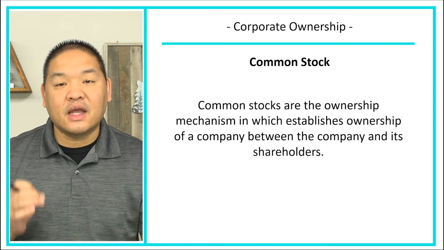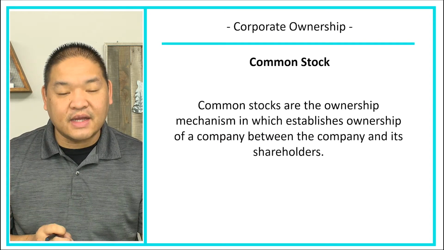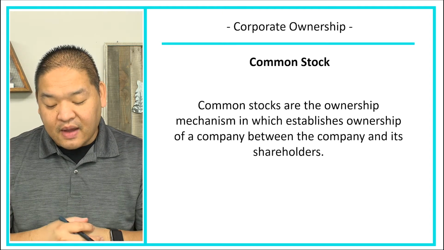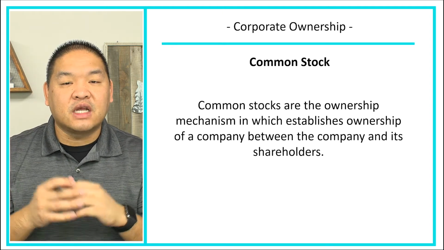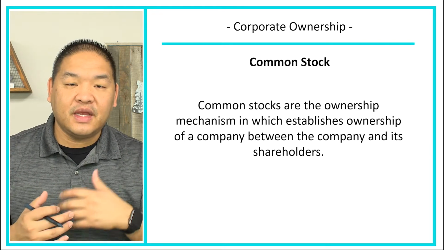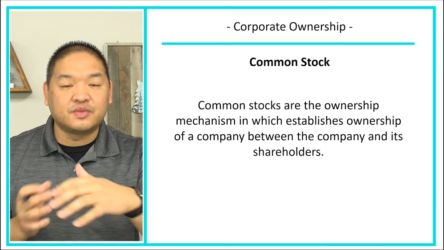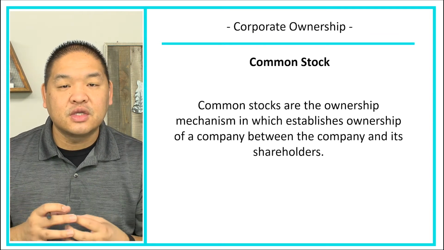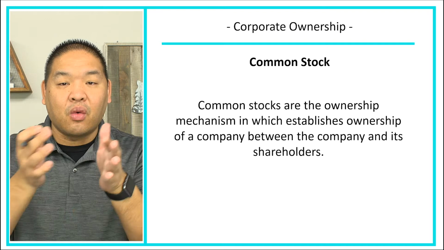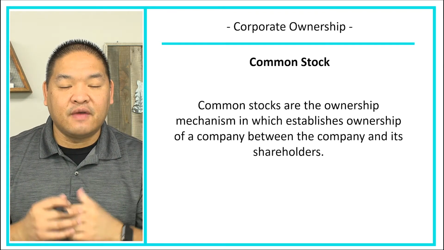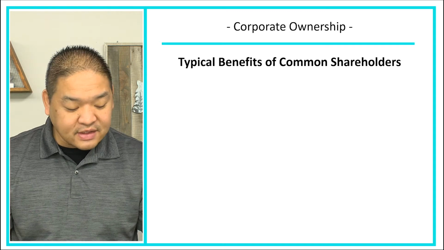Now, common stock is generally the mechanism that we use to establish ownership within a corporation. And so we have these common shares or stock that is traded among the company and the shareholders, and then the shareholders between themselves to establish ownership. So the mechanism that we use for ownership is common stock, or stock for short, in the transaction of a corporation.